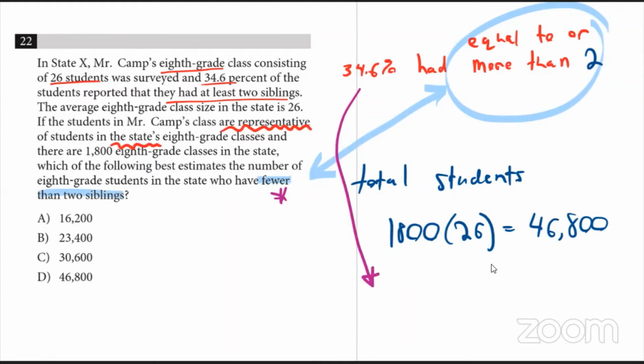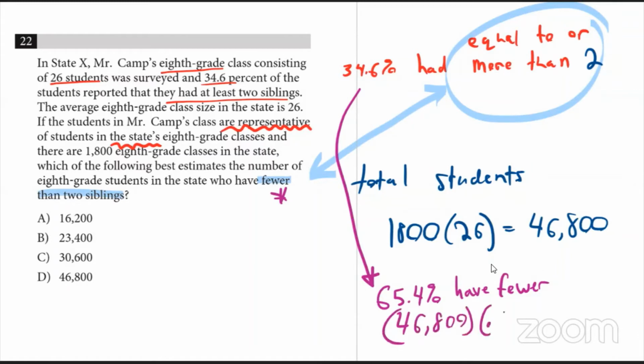So percents add up to 100. So if we subtract 34.6% from 100, we get 65.4%. And those are the ones that would have fewer. In essence, it's every single student that doesn't have equal to 2 or more than 2 would have fewer than 2. So out of the whole state, we've got 46,800 and 65.4% of them have what we're looking for. Now we're going to multiply that in as a decimal because the decimal form of 65% is 0.65.